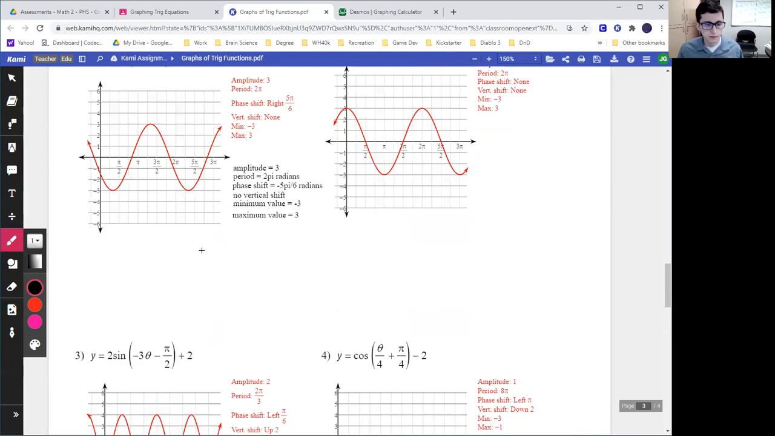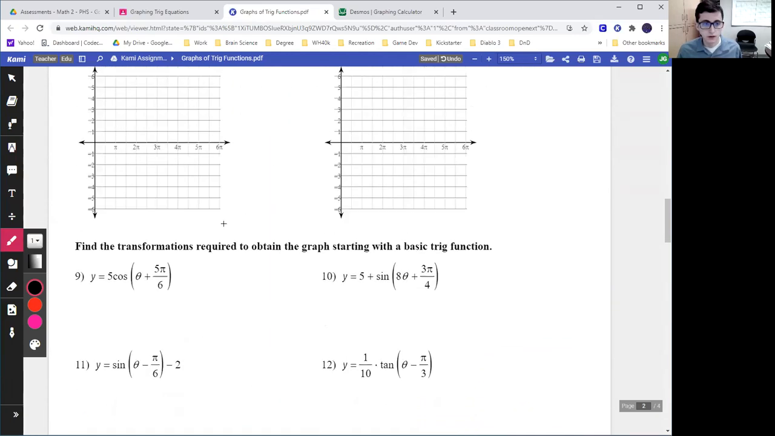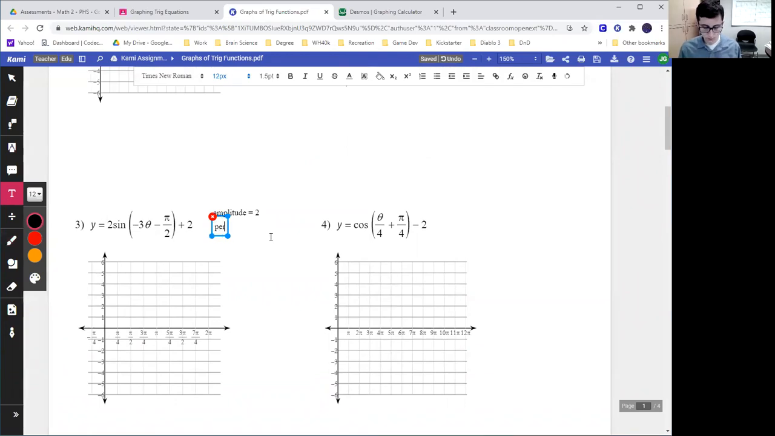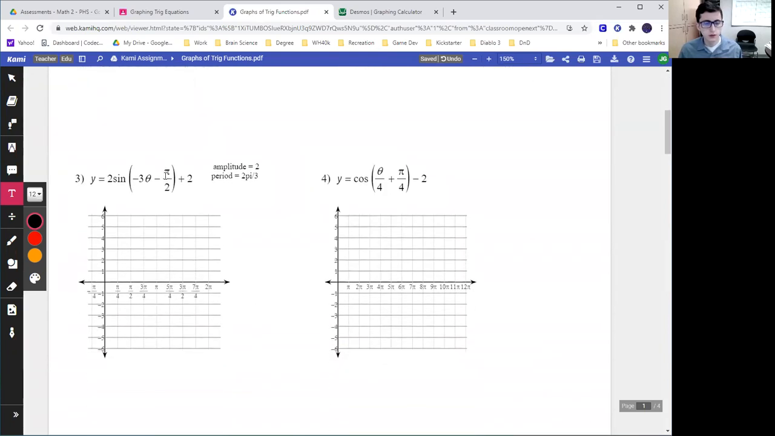Let's take a look. Okay, 2 pi over 3, right? And what that helps us to understand is that the negative does not actually form part of the period. So our period here can be 2 pi over 3. Our phase shift, we're going to be, every point is going to move to the right pi over 2 radians.